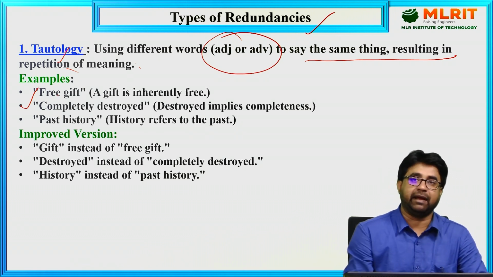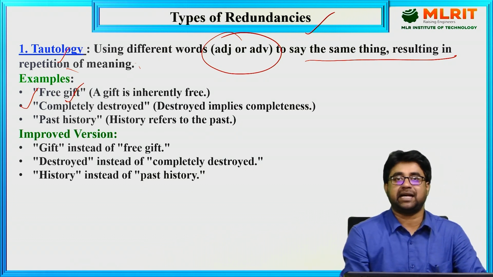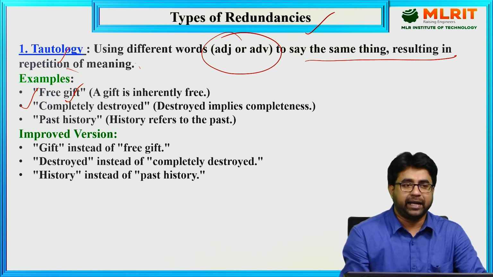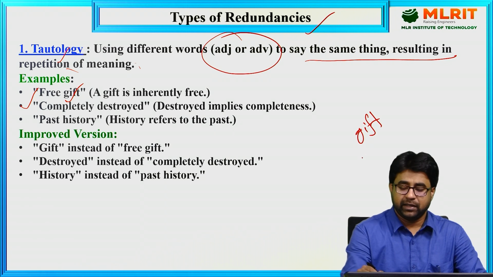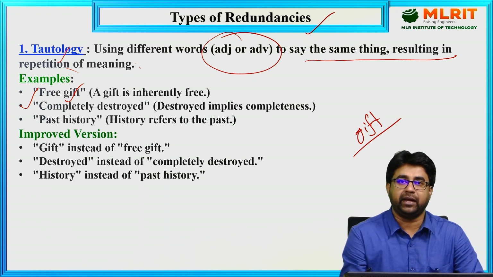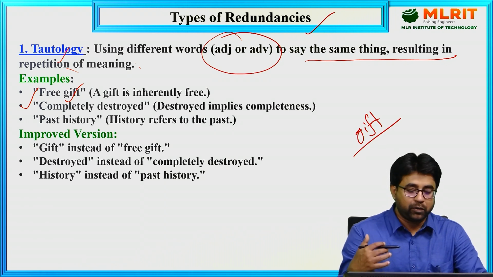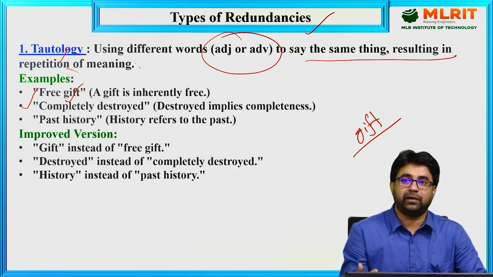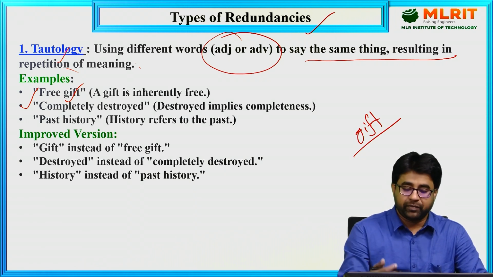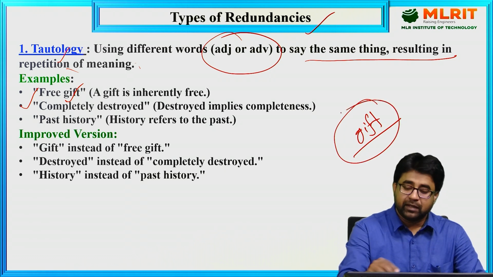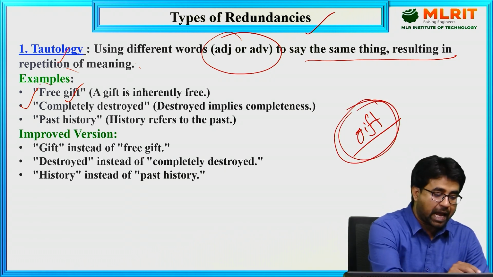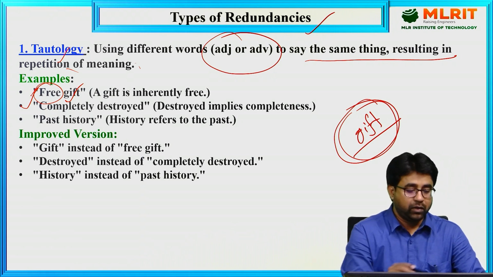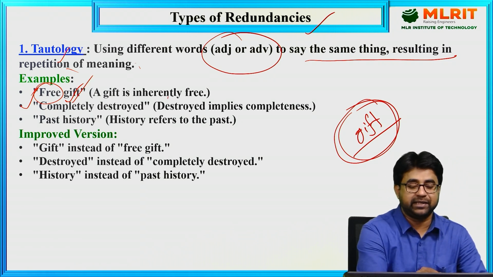See the example here. It can be both adjective and adverb. See here, free gift. This is a perfect example. We often say, I received a free gift. Now, what is the meaning of gift actually? A gift is something which is inherently free, right? You cannot spend money to get a gift. Normally, a gift is something that you receive free of cost. So gift is free. This is implied in the word itself. You don't need to add the word free. Only gift would be fine.